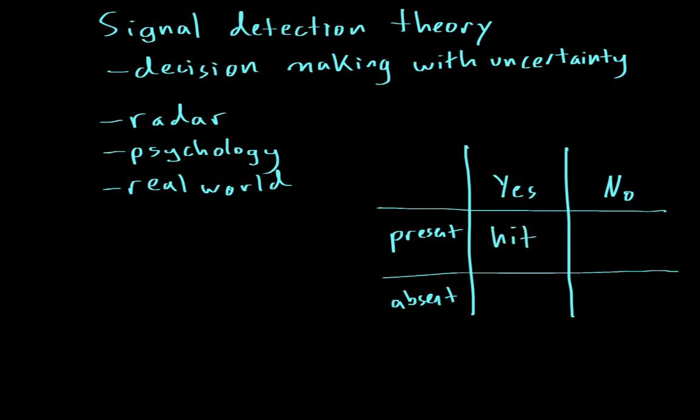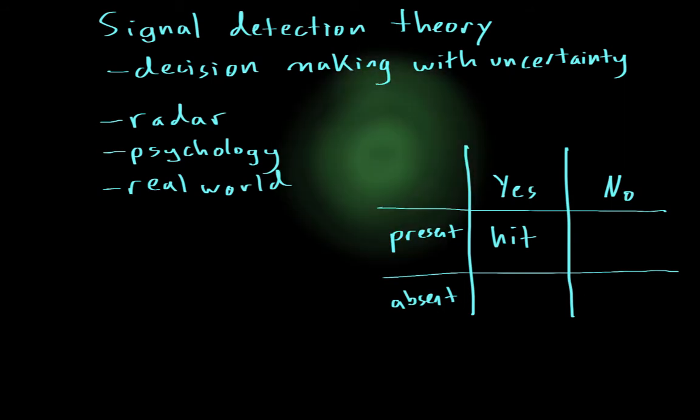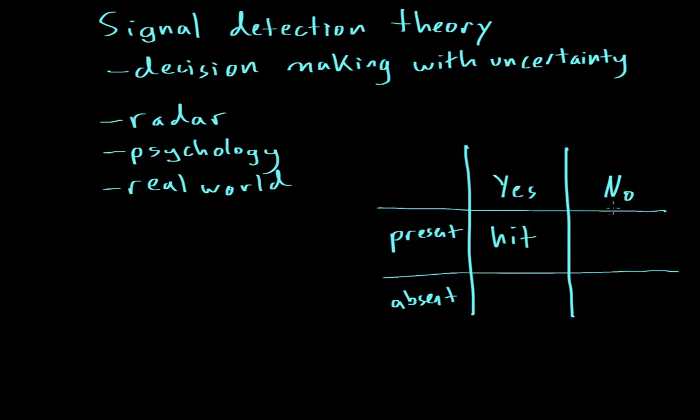However, if the signal is present, but it's really faint and you're not 100% sure whether it's green or not, you might say no. Since the signal is present and you're saying no, that's a miss. So it's incorrect. Another possibility is the signal being absent, but you say yes. That would be a false alarm. The final possibility is that the signal is absent and you say no, and that's correct. That would be a correct rejection.